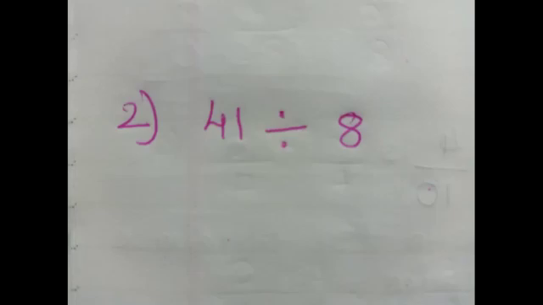Now students, look at the second one. The second one is 41 divided by 8. Okay, now students, in this you can see the dividend is 41 and the divisor is 8. So students, in this 8 tens are 80. Okay, 8 tens is 80 and 41. Now 41 is less than 80. Okay, so you have to divide it by 8 itself.